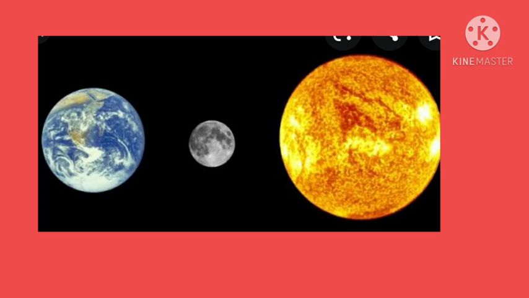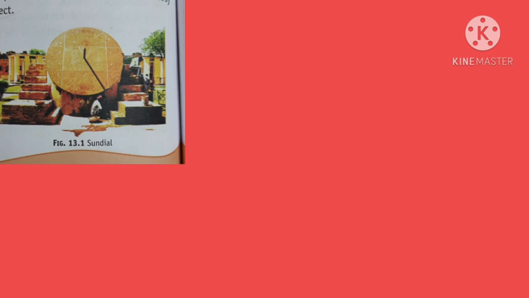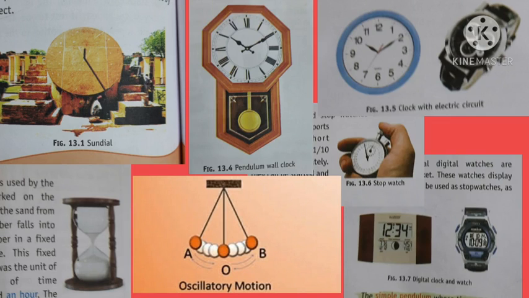Previously, people used natural things, then the shadow of the sun, then the sand clock, then pendulums, and slowly they started using the electric circuit and quartz crystals. Nowadays, several digital watches are available in the market. These watches display time in digits and can be used as stopwatches as well. So we see that different people use different devices to measure time.